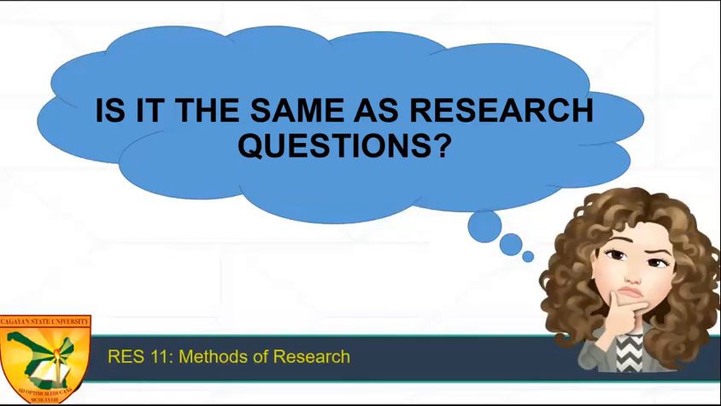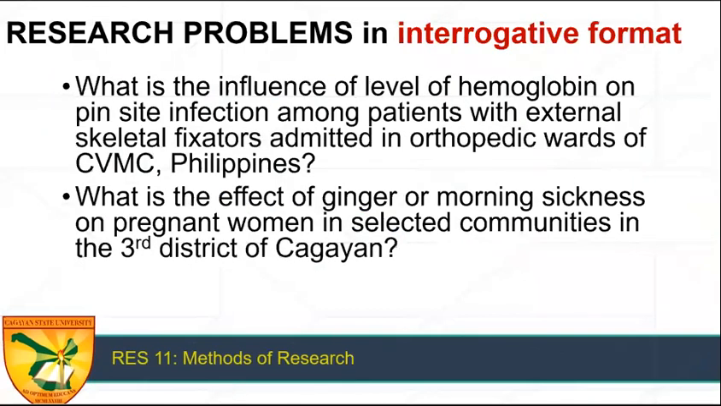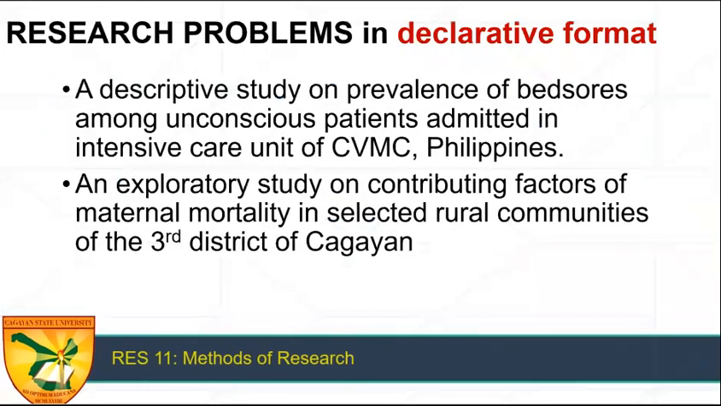So it is confusing for some because a research problem can be in a declarative format. It can also be in an interrogative format. So our previous examples of research problems are in declarative format. So in the descriptive study for the ICU unit of CVMC, an exploratory study on selected rural communities, these are in declarative format.